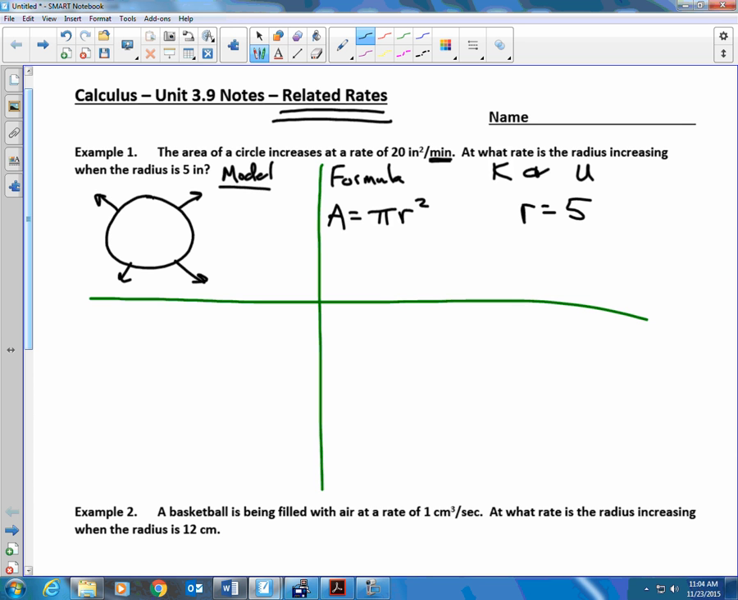What does that mean? The derivative of the area, A prime, is equal to 20. It says the area of the circle increases at a rate. That means at a rate. At a rate means a derivative. And so here's what I have.